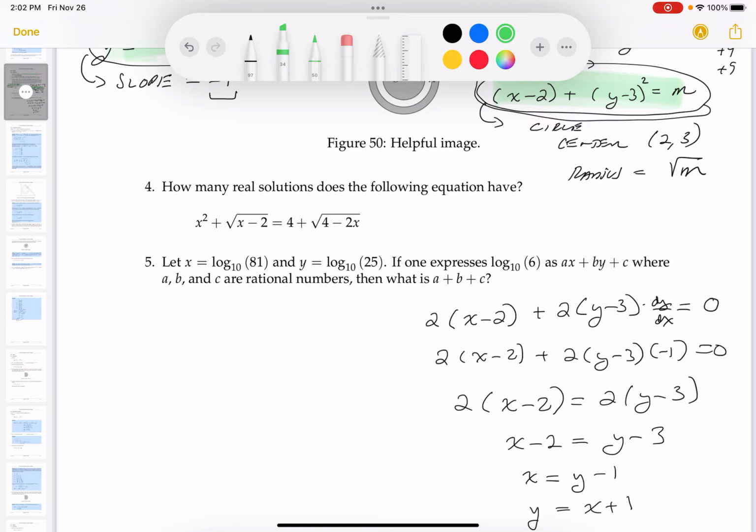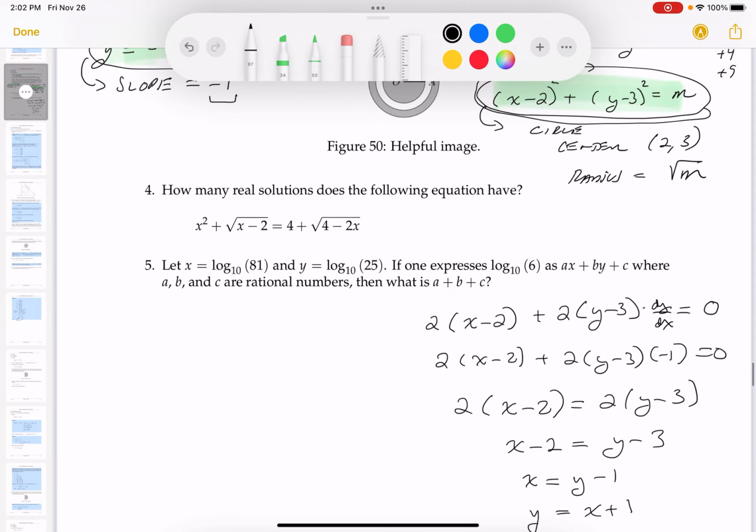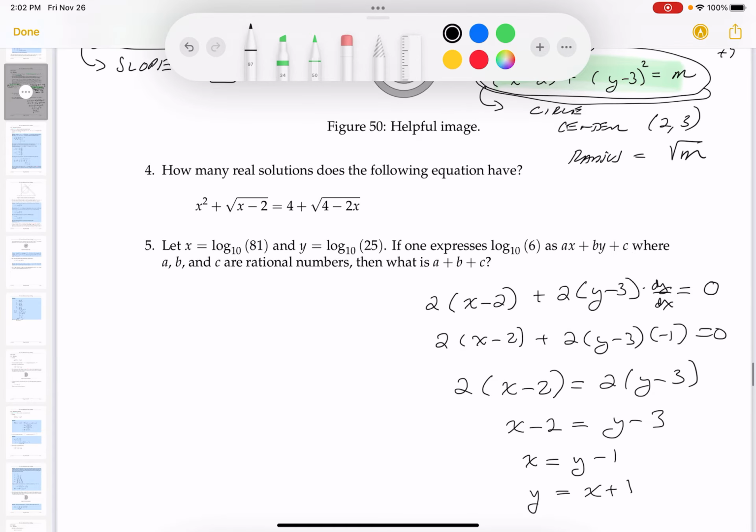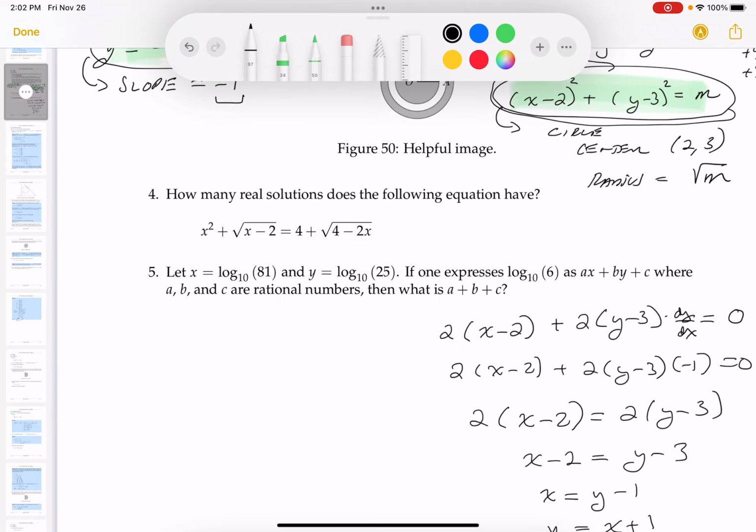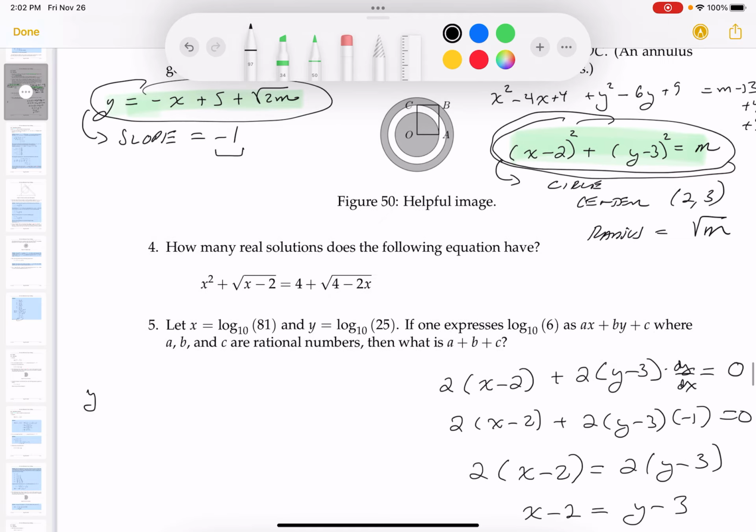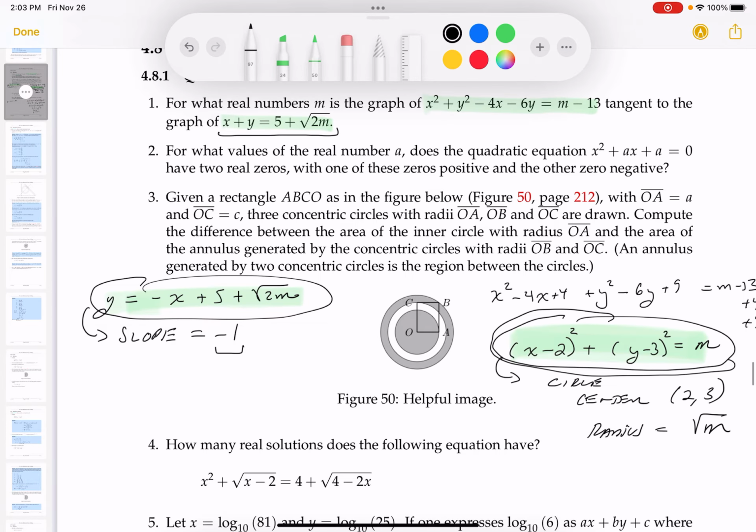And I'm going to write that down for you. Let's take a look here. Let me write these down below, okay? y minus x, y plus x is equal to 5 plus root 2m. Is that one of the equations they gave me? Yeah.